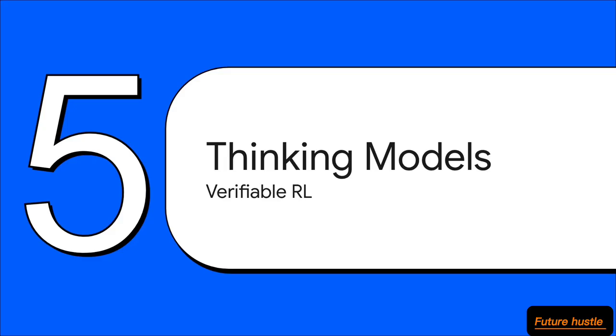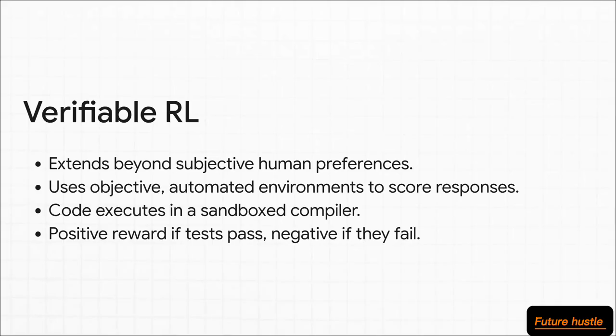Moving to step 5, the rise of thinking models and verifiable reinforcement learning. So what if we want the AI to go beyond just being politely helpful? What if we want it to solve incredibly complex math? That is where we get models like OpenAI's O-Series or DeepSeek's R1. Instead of relying on a human reviewer to say, "yeah, I like this answer better," these models learn to actually reason by practicing tasks with objectively verifiable answers.